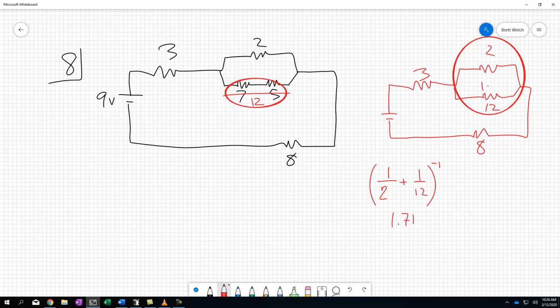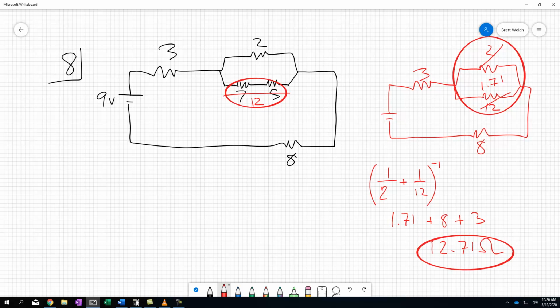which is what this. Wait, how'd you put that in the calculator? 1 over 2 plus 1 over 12. You didn't have 12. Oh, I didn't have the 12. Yeah. Okay. Create the 1.71. Now they're all in series. So I can just add them up. Add 8, add 3. It's going to give me 12.71 ohms.